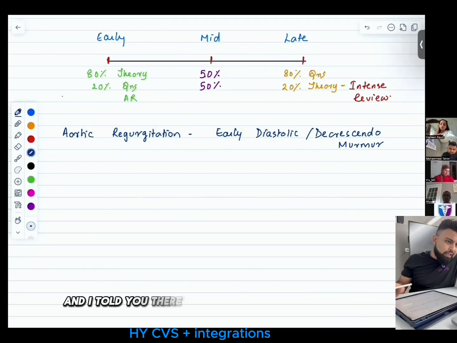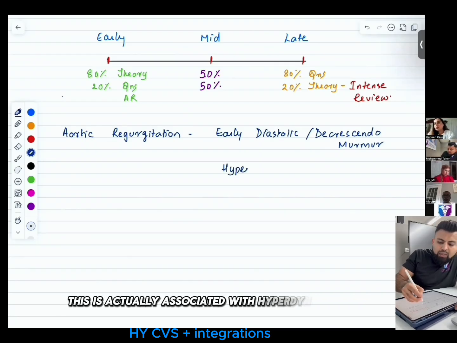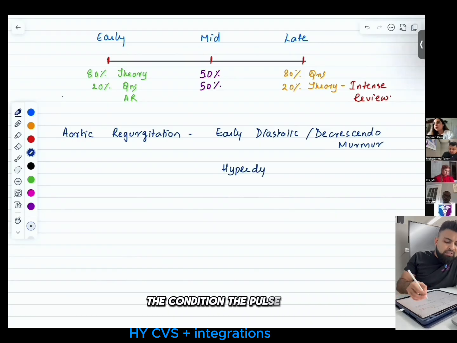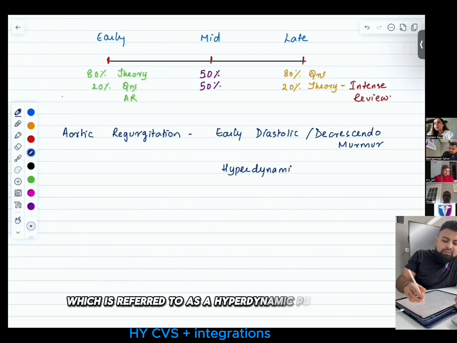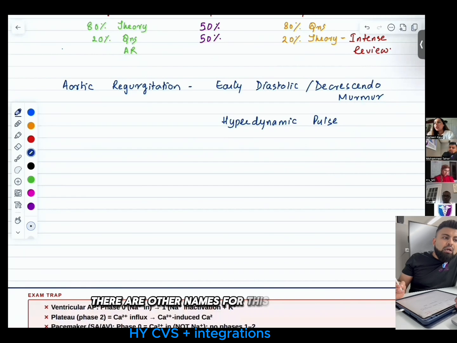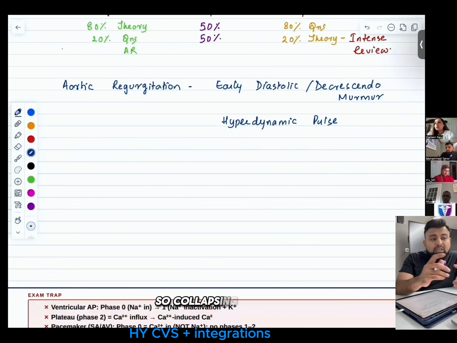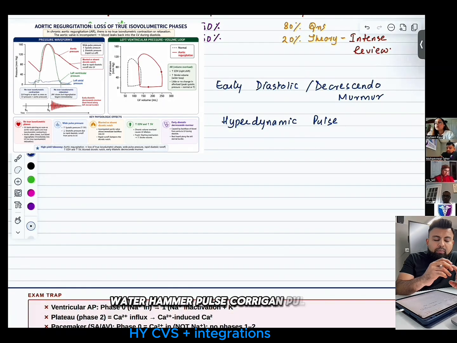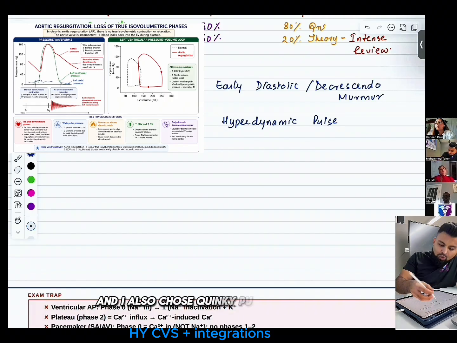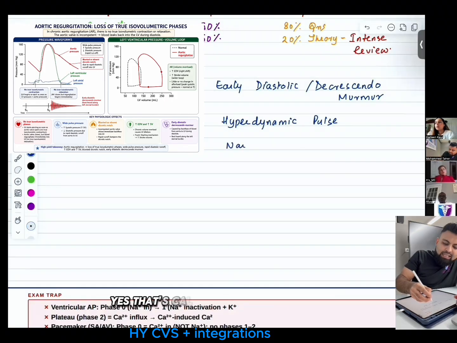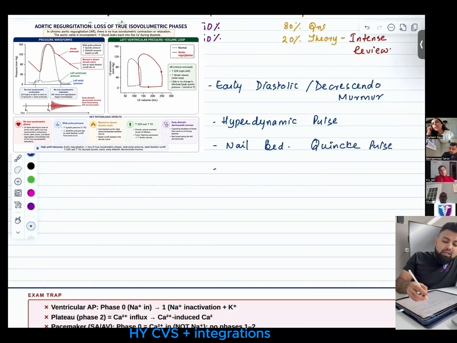And I told you there's a widening of the pulse, right? This is associated with a hyperdynamic pulse. There are other names for this: collapsing pulse, water hammer pulse, Corrigan pulse, and I also told you Quincke pulse, which is a pulsating nail bed. Pistol shot in the femoral, yes, pistol shot femoral pulse.